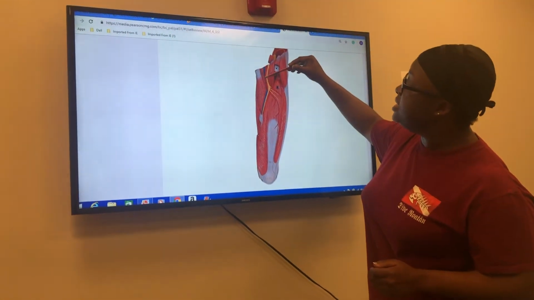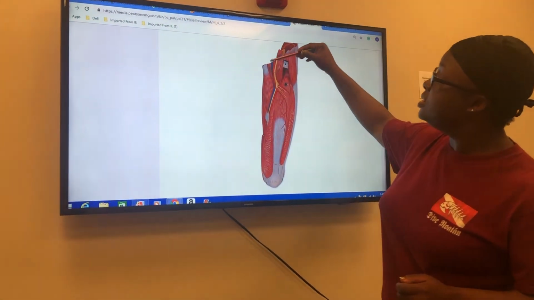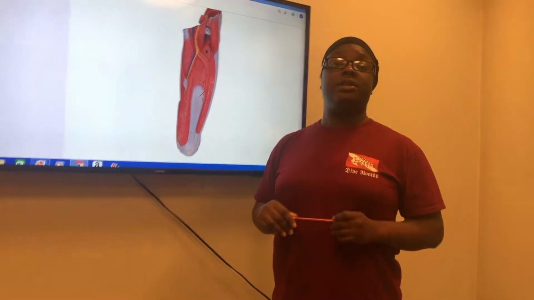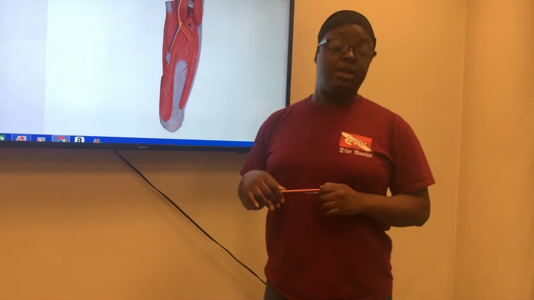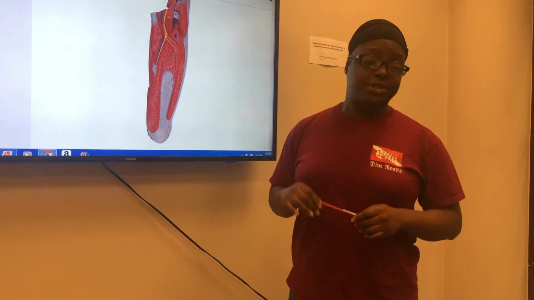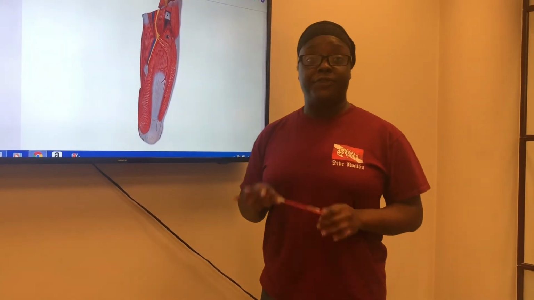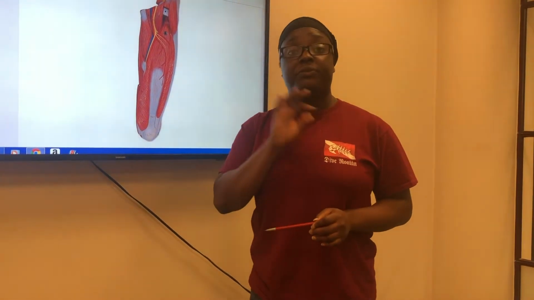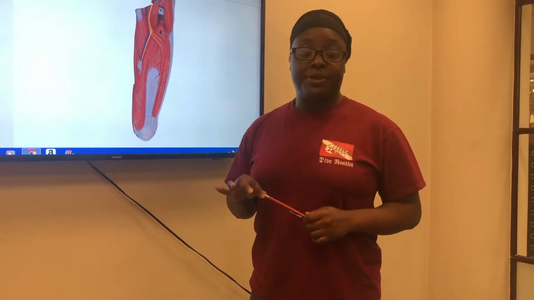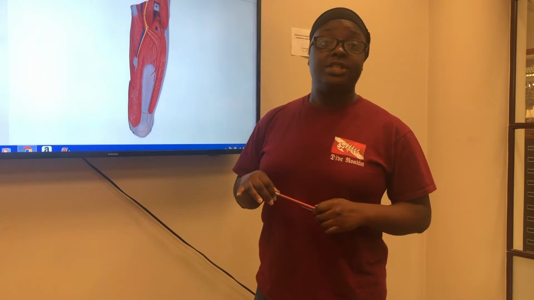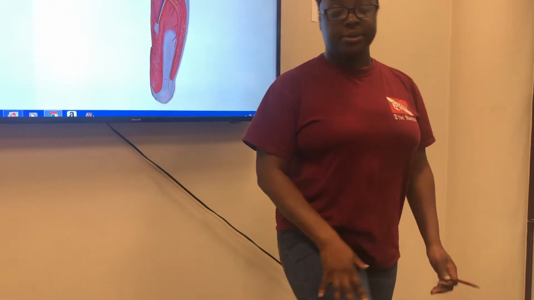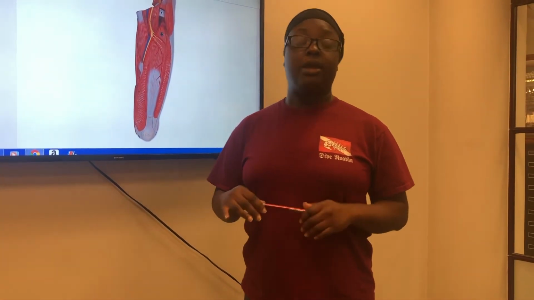Here's the pectineus. The origin is the pectineal line of the pubis. The insertion is inferior to the lesser trochanter, on the pectineal line of the linea aspera. The action, it adducts, flexes, and medially rotates the thigh. The nerve is the femoral and the obturator nerve.